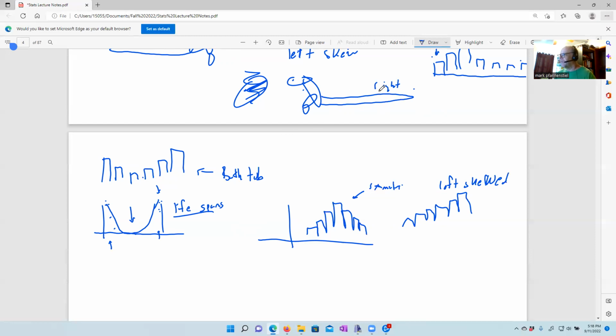So it's right-tailed. In practice, you'll see more right-tailed stuff than left-tailed stuff. You're going to see things like that. You don't usually see left-tailed. But that's the position, and we'll talk about this one next.